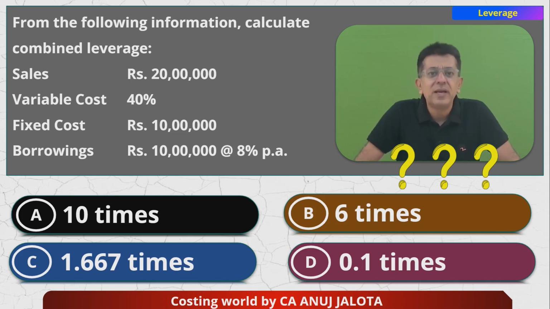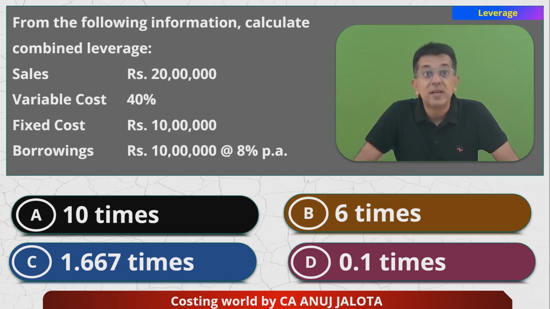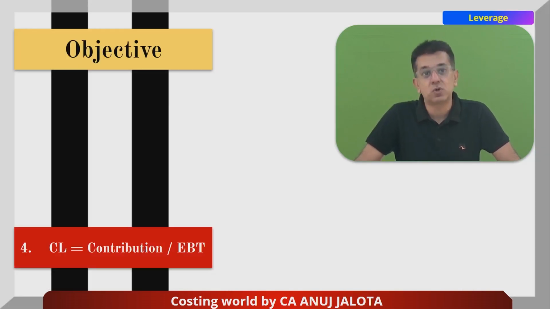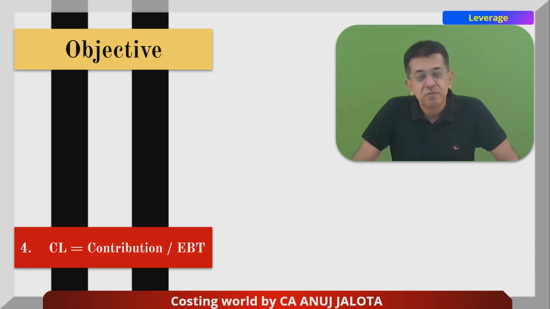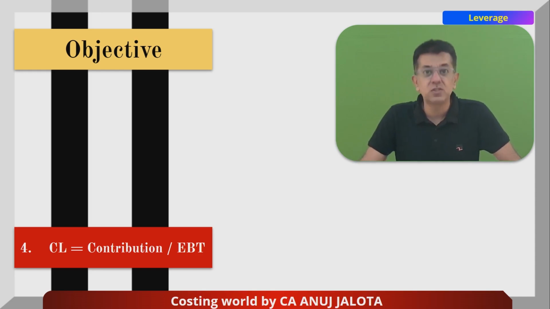Listen, combined leverage tries to measure the overall risk of a business. It starts from the idea that every company has some risk, because of the presence of fixed cost. Fixed costs are of two types. You have operating fixed costs, your salaries, rentals. You have financial fixed costs. Financial fixed costs are interest and preference dividend.